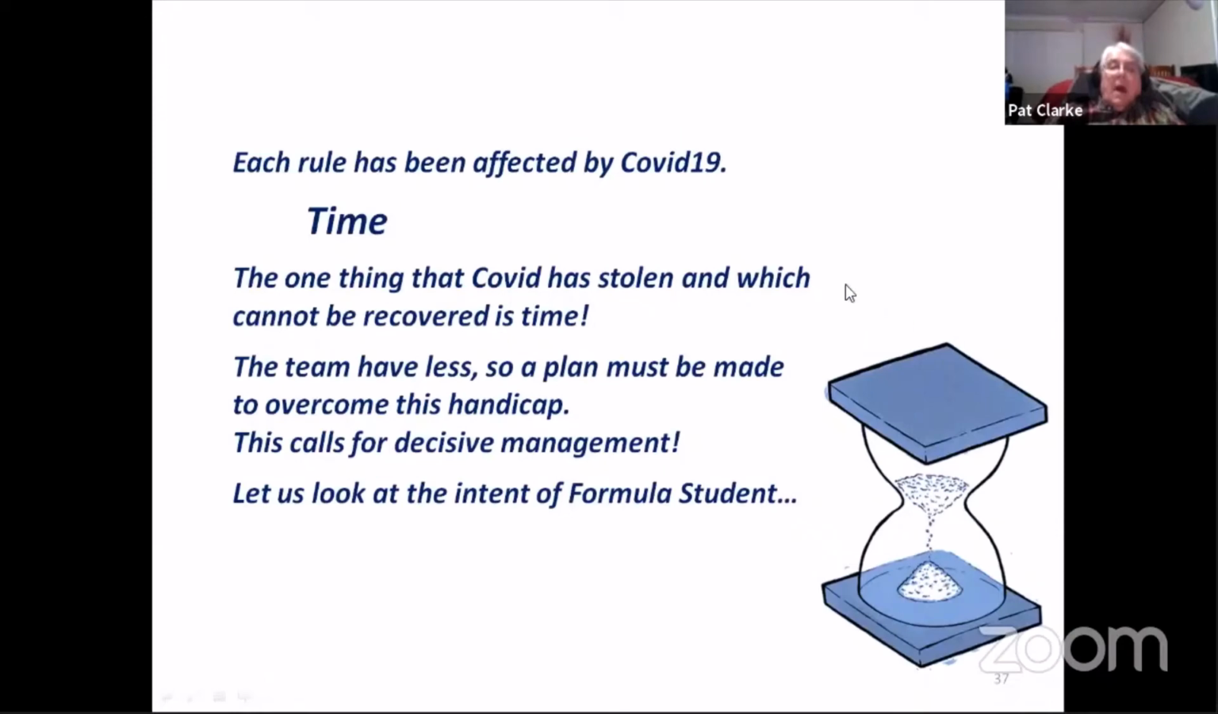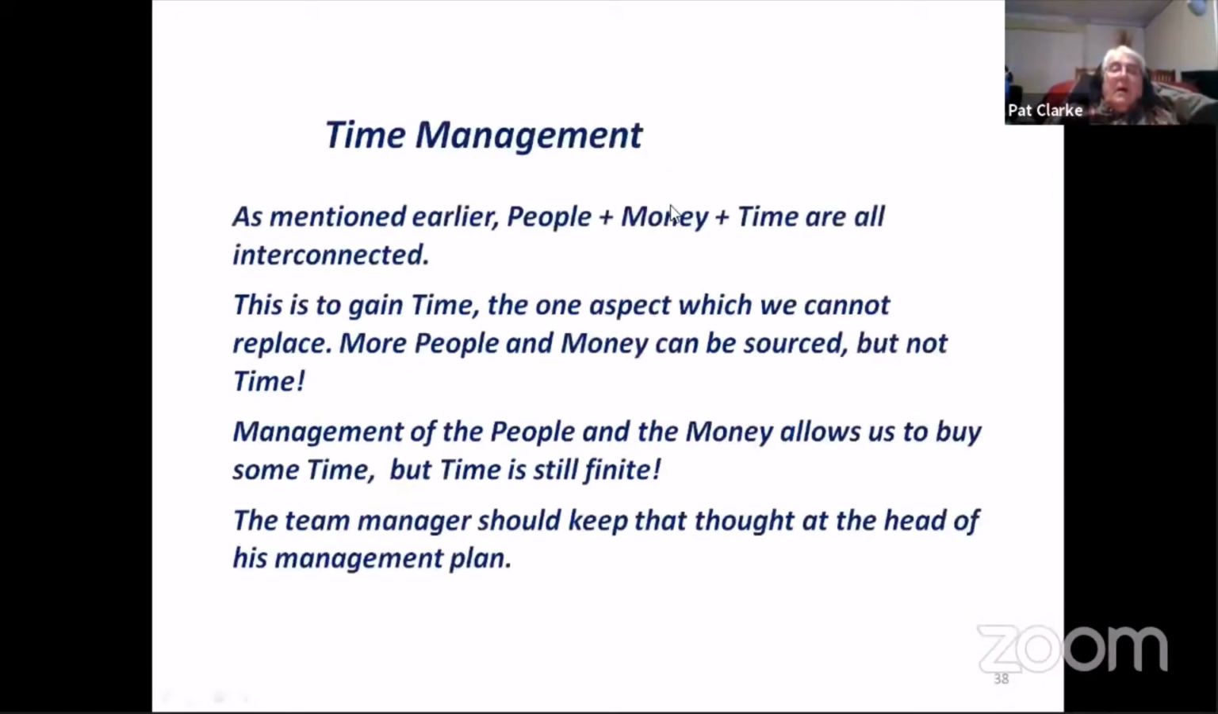Okay, time, as I've said, is the one thing that's been taken from us and not given back. We've talked about the intent. As mentioned earlier, people, money, and time are all interconnected. This is to gain time, the one aspect we can't replace. Management of people and the money allows us to buy some time, but the time is still finite. And the team manager should keep that at the head of his management plan from day one until the last day the project is finished.